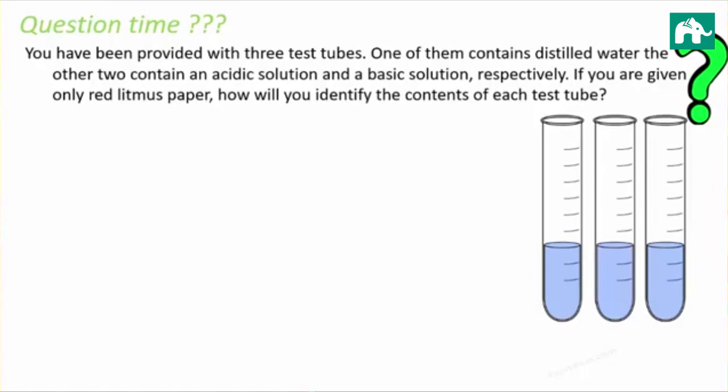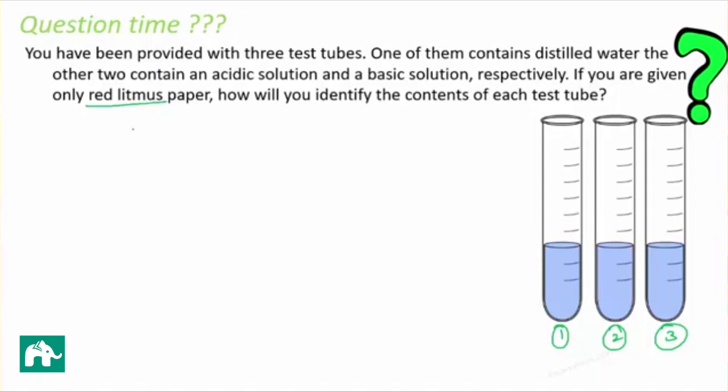Let us first mark these test tubes as 1, 2, 3. Out of these 3, one of them has distilled water, one has acid, one has base. We have to identify which one is what. Since we have a red litmus paper, all that we can do to start with is dip red litmus paper in all the 3 test tubes one by one.